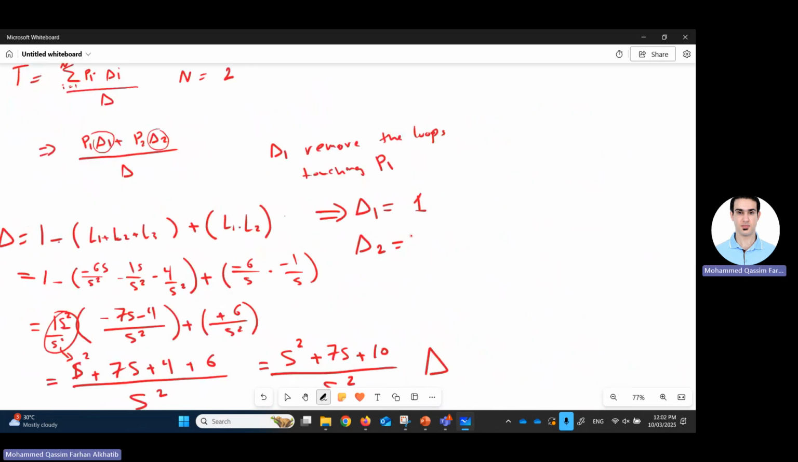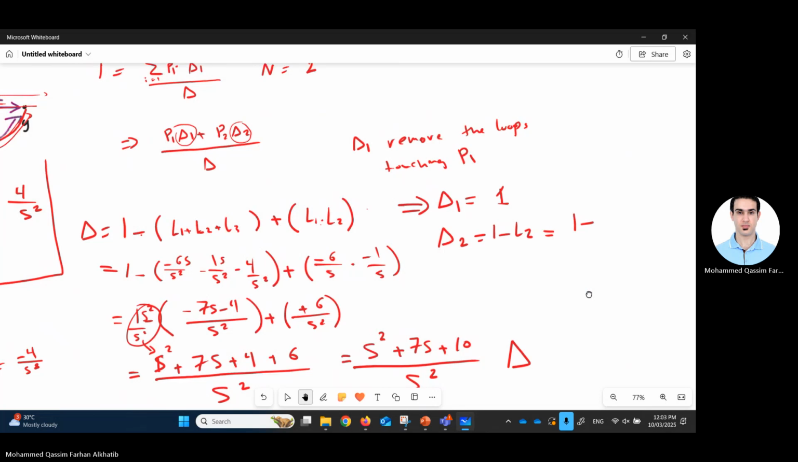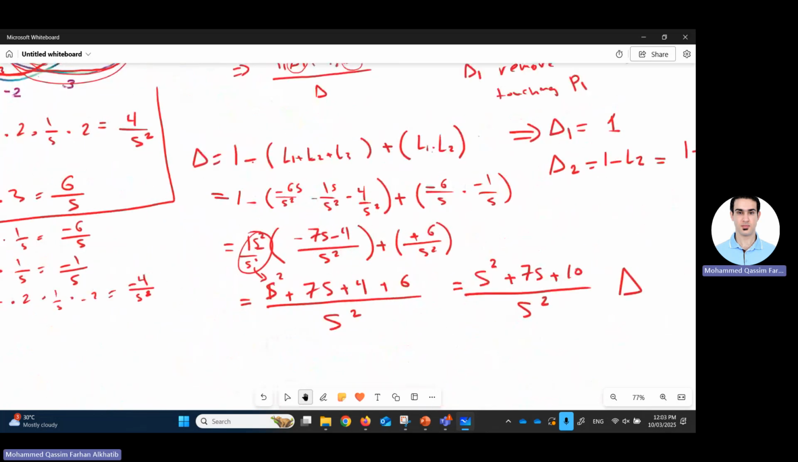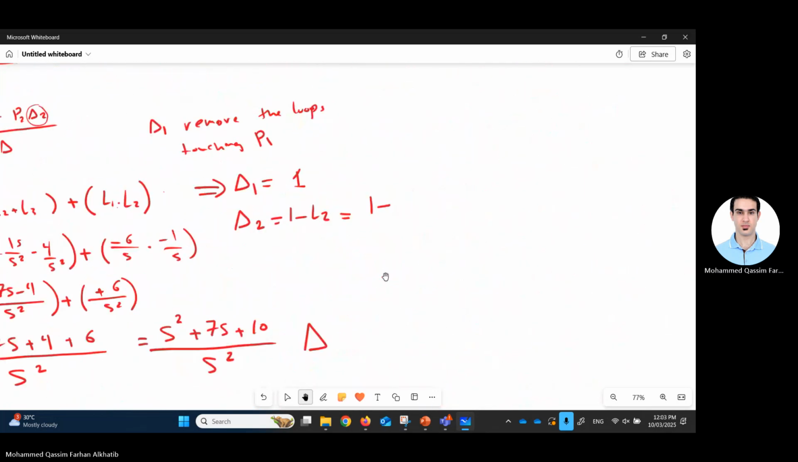So we'll go to the expression. We will have just 1 minus L2, because L1 will be 0, this will be gone. L1 and L3 will be removed, also will be gone. And in this case, it's going to be 1 minus L2, negative 1 over S. So it's going to be 1 plus 1 over S, S plus 1 over S. So we found delta 1 and delta 2.